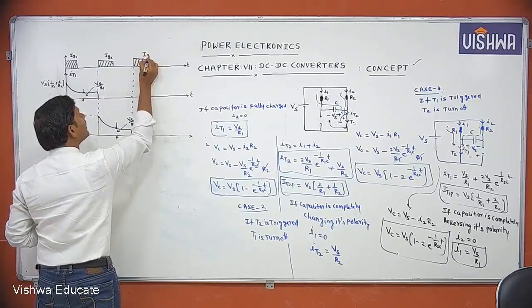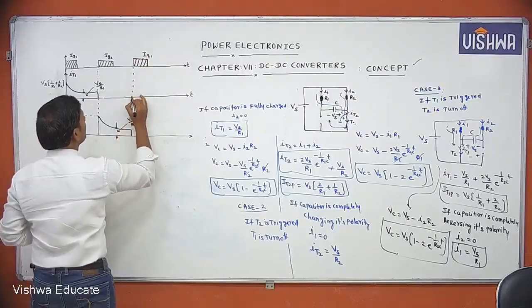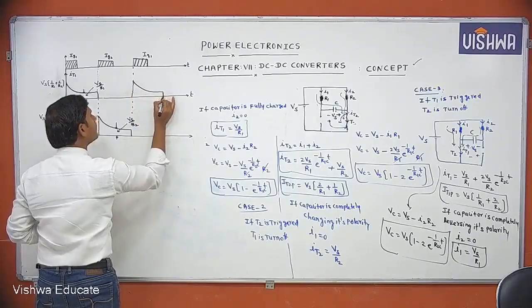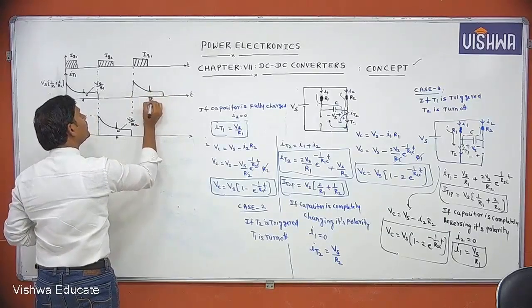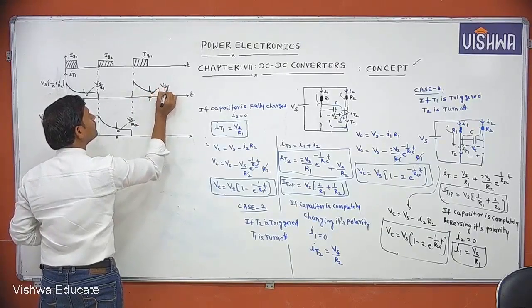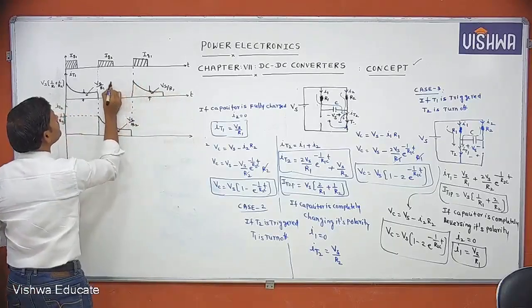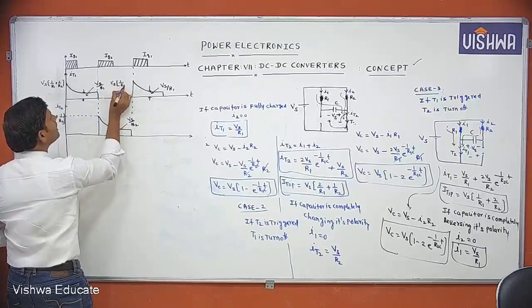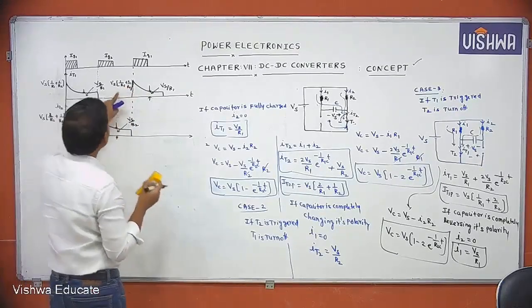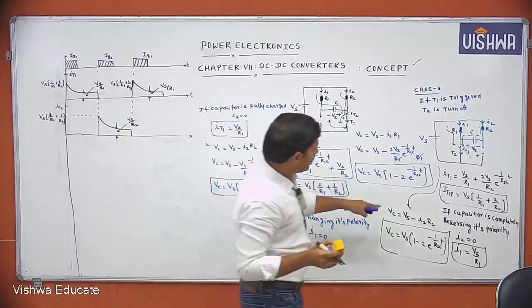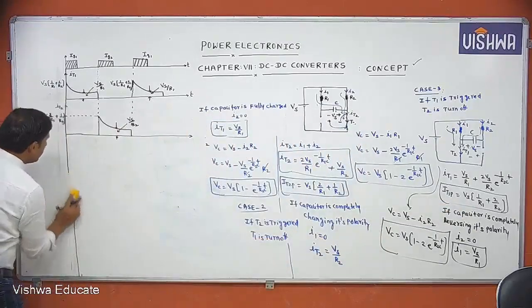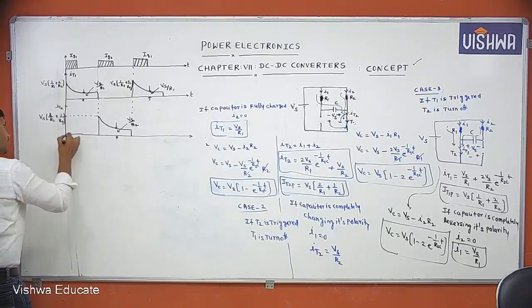This is the IT1 pulse. Then again the current is like this. This current is Vs by R1, but the peak current is Vs into 1 by R1 plus 2 by R2. This is according to case 3. Like this we can get the T1, T2 current waveforms.